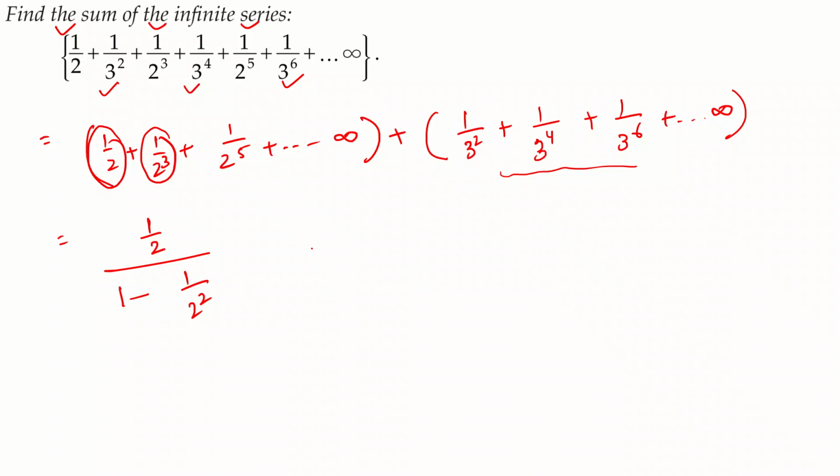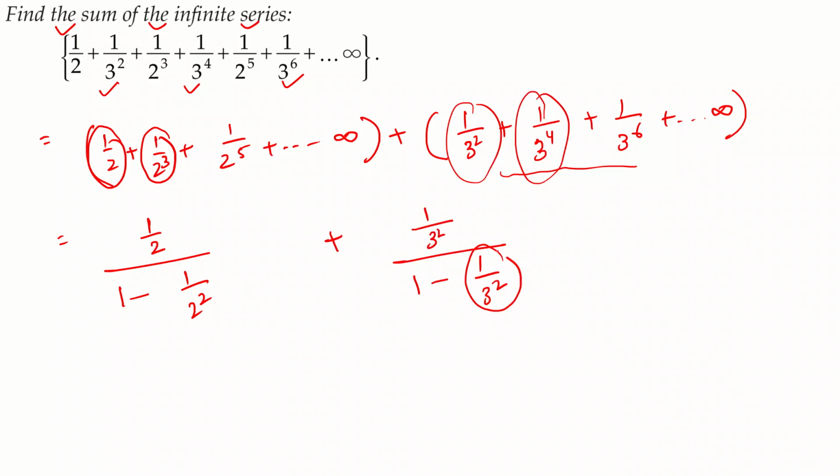Okay, then for this second GP, we have our first term equal to 1 by 3 square divided by 1 minus my common ratio, which is 1 by 3 square as well, so you just divide this by this, and you'll be getting 1 by 3 square.